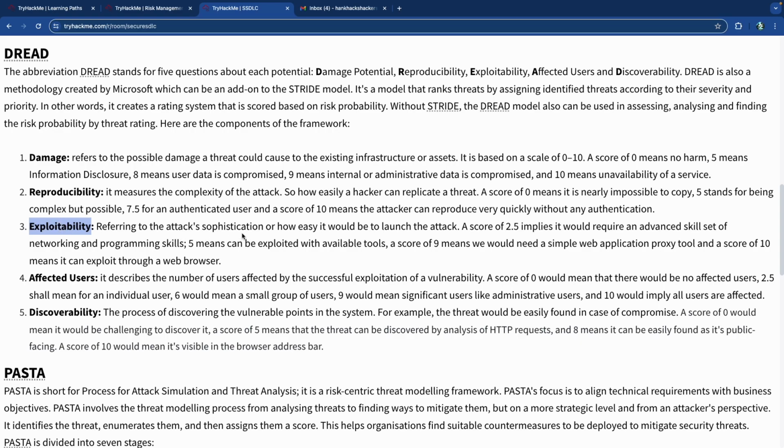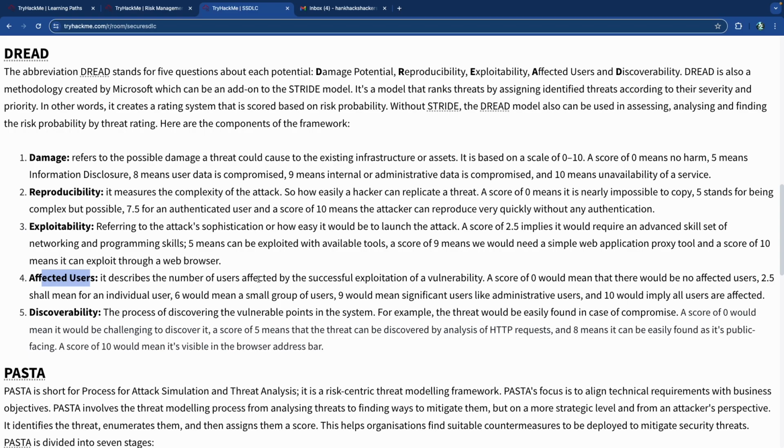Exploitability refers to the sophistication or how easy it is to attack you. 2.5 implies that it requires an advanced skill set to attack you because it's not very easily exploitable, and that means that they need networking skills, programming skills. 5 means that they can use various tools to do it, and 9 means that they need a very simple web application to do it. 10 means they don't need anything. They can do it through a web browser, and they can do it very easily.